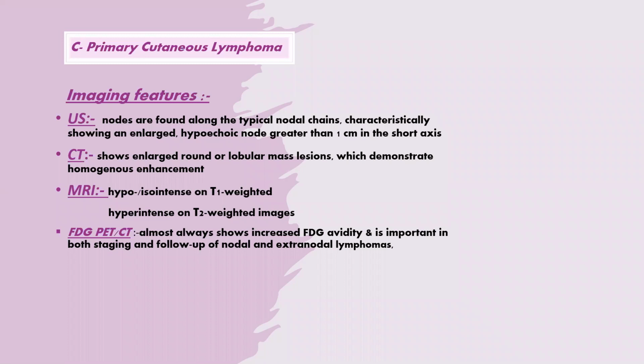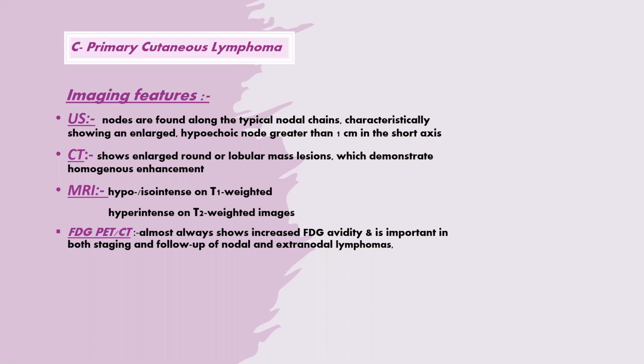By MRI, hypo to isointense on T1 weighted, hyperintense on T2 weighted image. FDG PET scan almost always shows increased avidity and is important in both staging and follow-up of nodal and extranodal lymphomas.